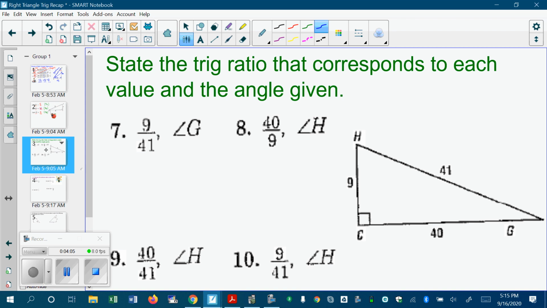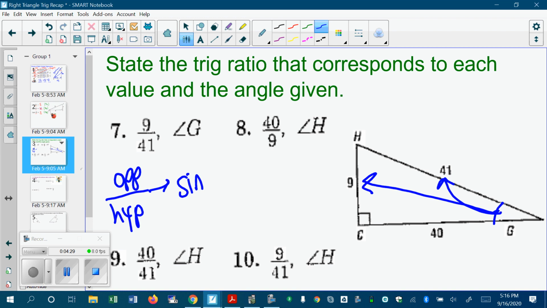All right, the next four says state the trig ratio that corresponds to each value and to the angle given. So in number 7, for instance, I want to look at angle G, and I want to know what 9 over 14 is. Well, relative to angle G, this side is opposite. The 41 is the hypotenuse. So opposite over hypotenuse, that is sine. Okay, the other three questions all are referring to angle H, and they are for you to try by yourself. Come back when you're done.